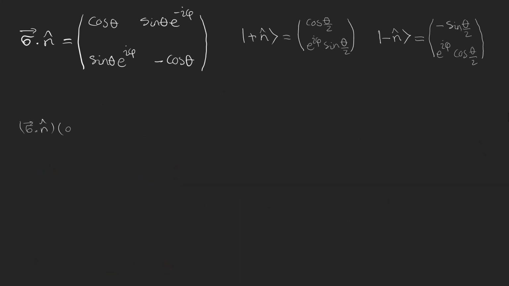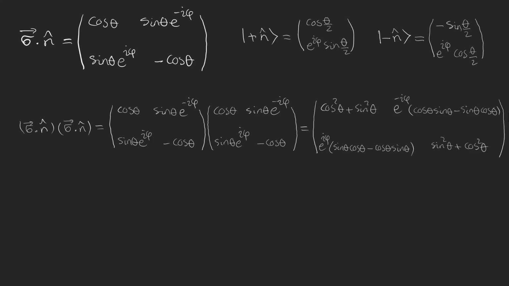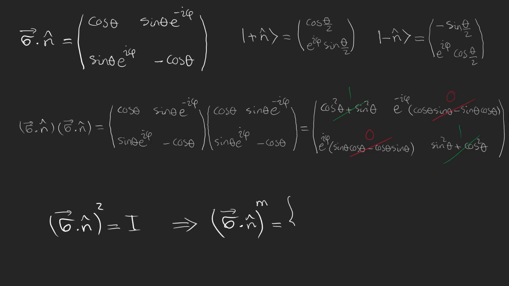Now, let's manipulate these operators to see what happens if we multiply them multiple times. For the second order, we can find this matrix. These two elements are 0, and these two are 1. So the second power gives the identity matrix. As a result, for the power m, if m is an odd number, we are dealing with sigma dot n, and if m is even, we are dealing with the identity operator. Now, with this information at hand, we can start talking about the matrix representation of the rotation operator.